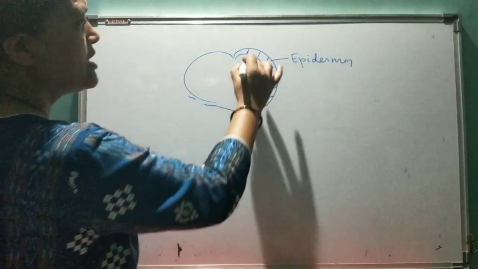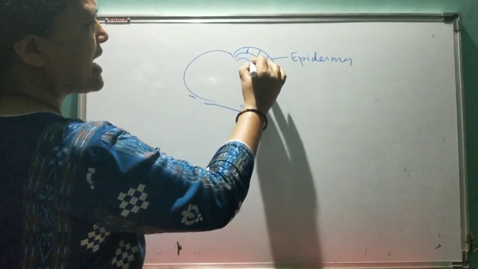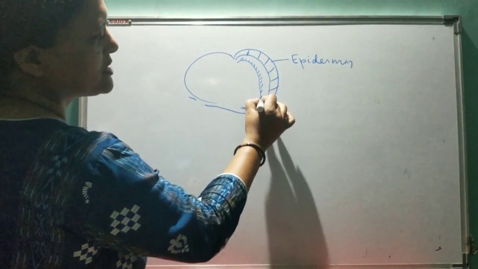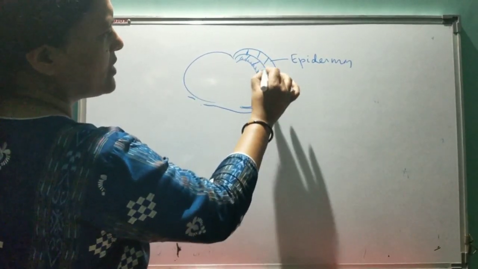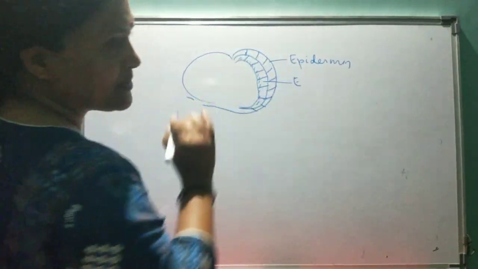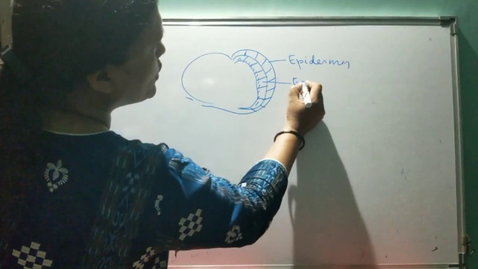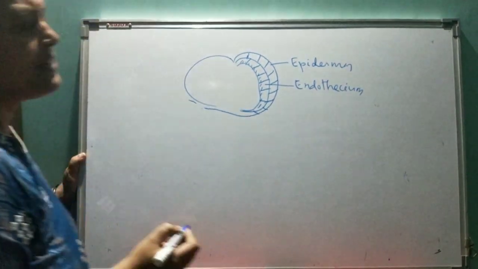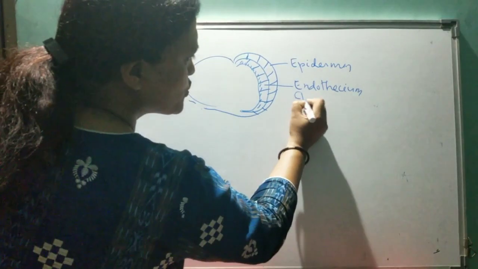This is the epidermis. Just below the epidermis there is another thick layer, and its inner wall is much thicker. This layer is called the endothecium. The epidermis is protective in nature, and below it is the endothecium. This endothecium layer is hygroscopic in nature.